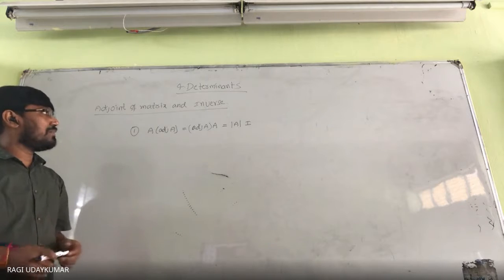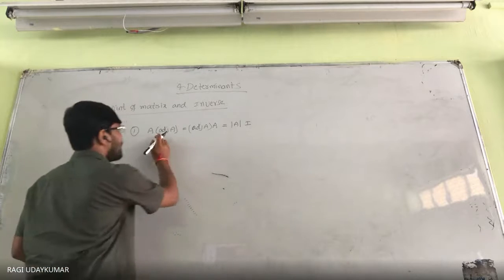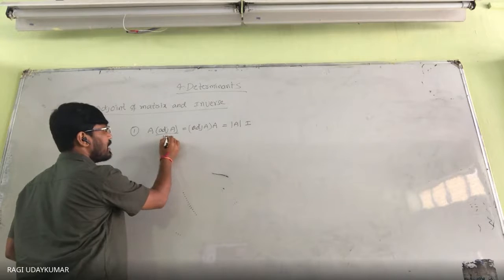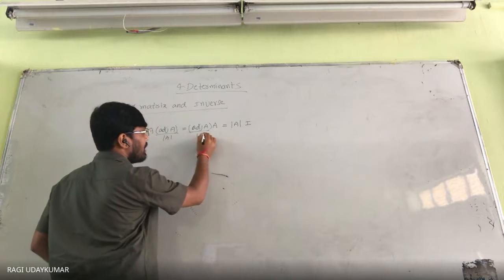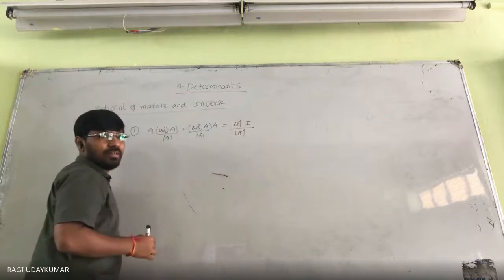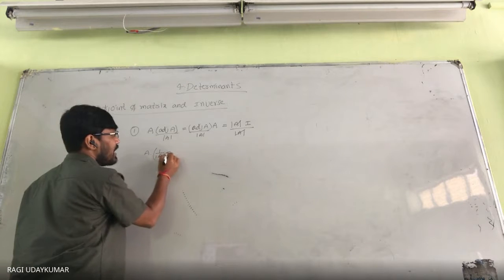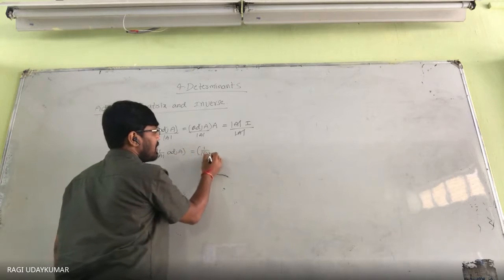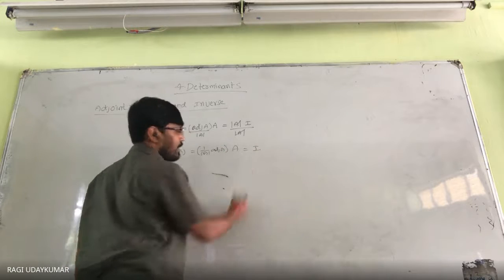Now from this only, what we are doing here is we divide by determinant of A here, here also, and here also by determinant of A. This will get cancelled. So we are going to get A into 1 by determinant of A into adjoint A, and 1 by determinant of A into adjoint A into A is equal to I.